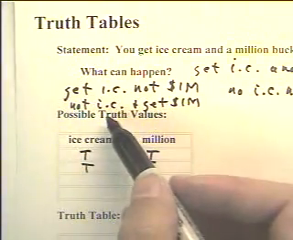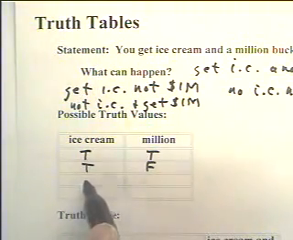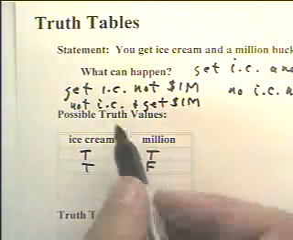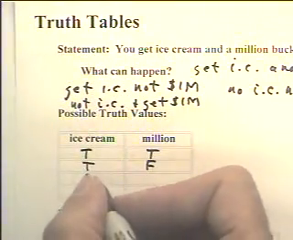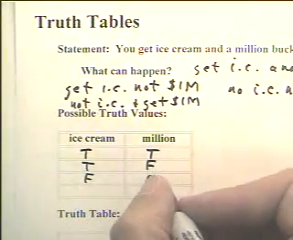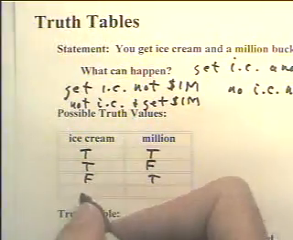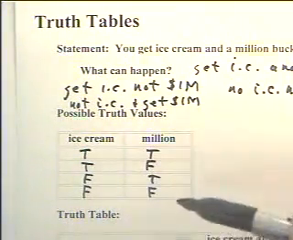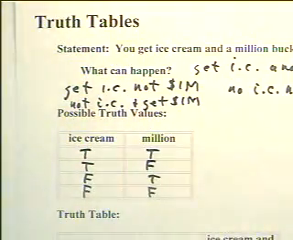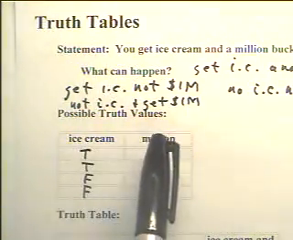Now what if we don't get the ice cream and get the million? Then, is this true or false? Think about it. What are we going to put down here if we don't get the ice cream and do get the million? Well, the ice cream, we don't get it, so that's false. The million, we do get it, so that's true. And then, no ice cream and no $1 million, well, that means they're both false. So right here we have a synopsis of the possible truth values associated with getting ice cream and getting $1 million.